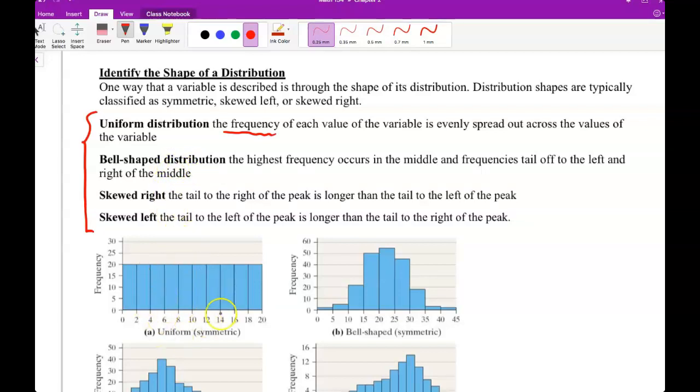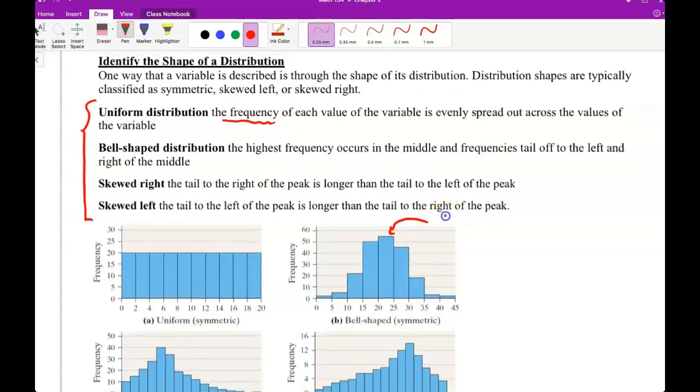So this was uniform. Bell-shaped distribution: the highest frequency is in the middle. So this one is the highest frequency that we have. That is bell-shaped.